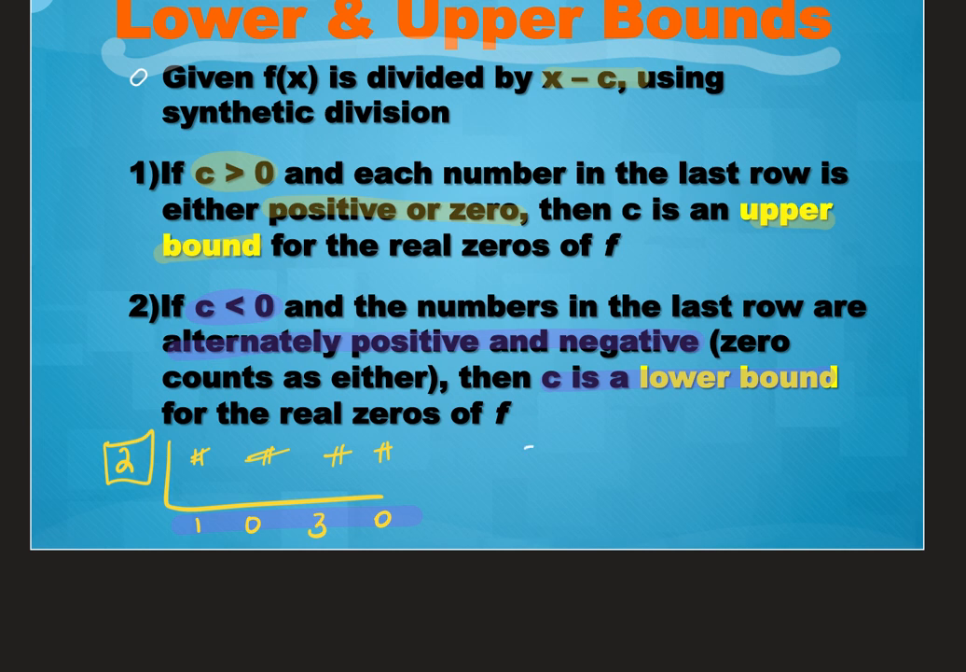Now, if that number on the outside was a negative, so let's say it was -2, and again, I had all my numbers here, and I worked through my synthetic division, and it alternated positive, negative, positive, negative, and again, 0 can be any of these, then I would know that -2 is a lower bound, and then I wouldn't try anything less than -2 because I know it wouldn't work.